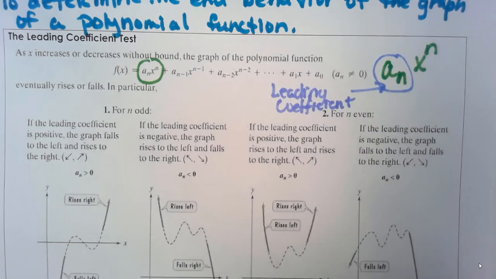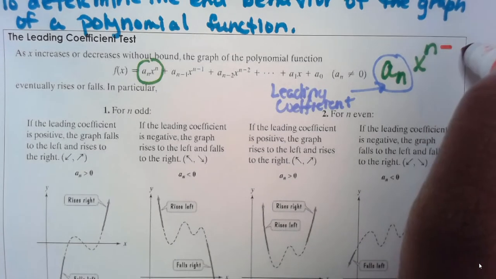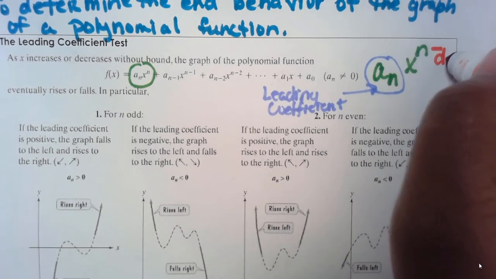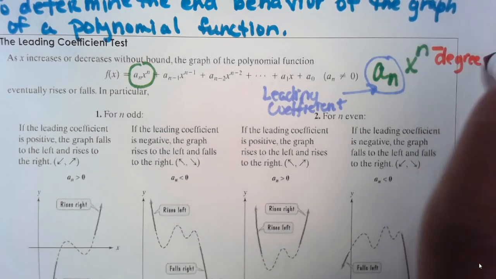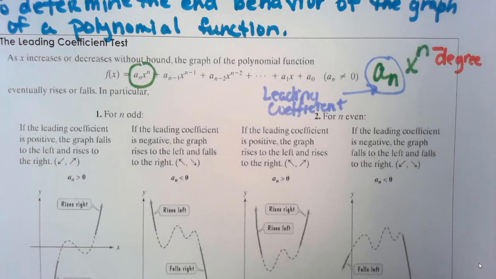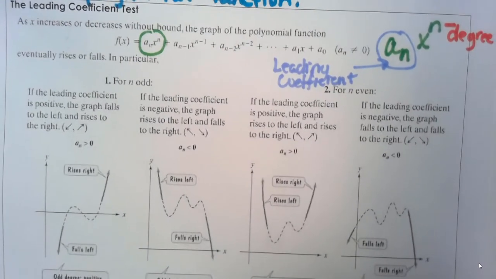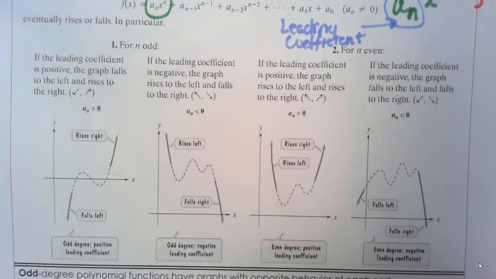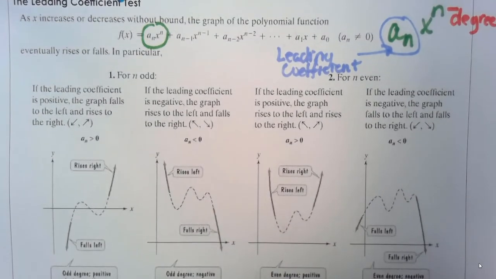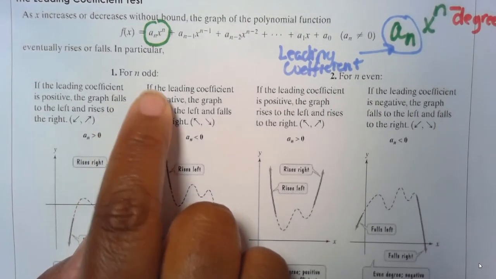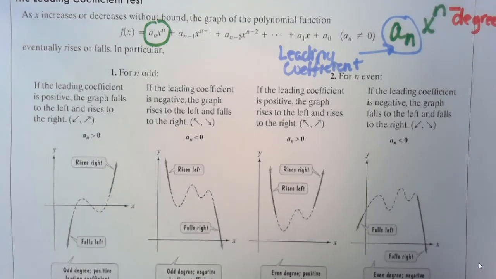And then our variable n is the degree. So we're going to have to look at the leading coefficient and we're going to have to look at the degree. So let's look at the two rules. When your degree is an odd number, it says for n odd, meaning your degree being an odd number.